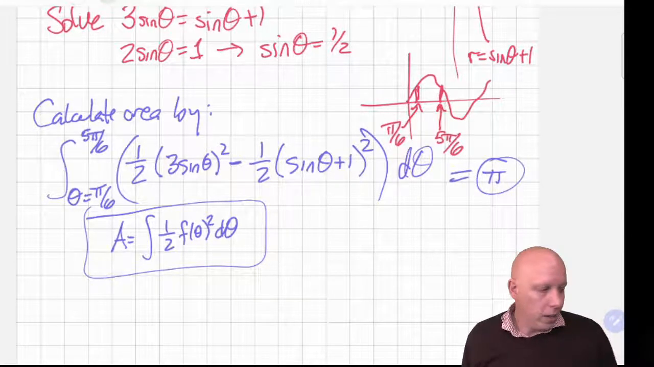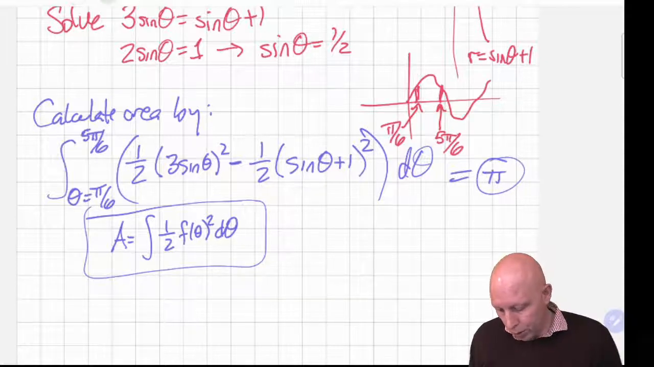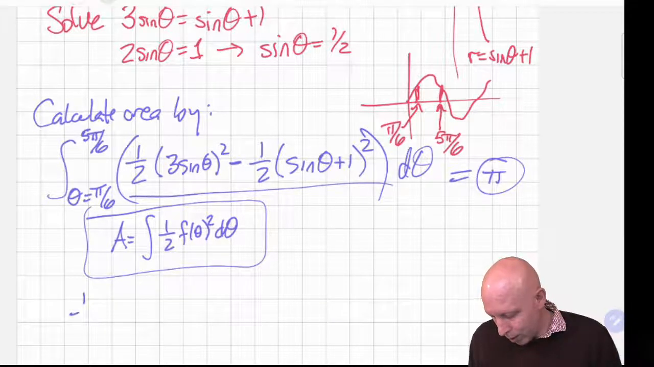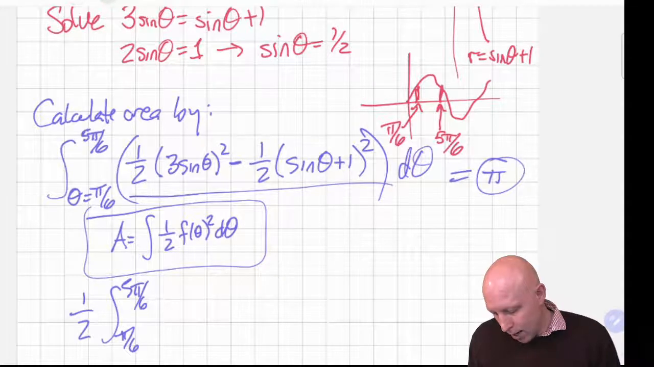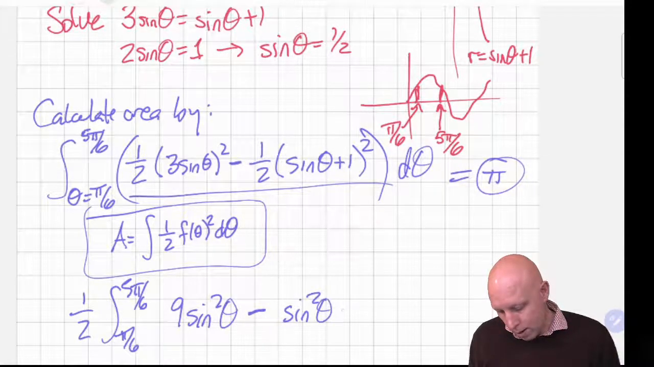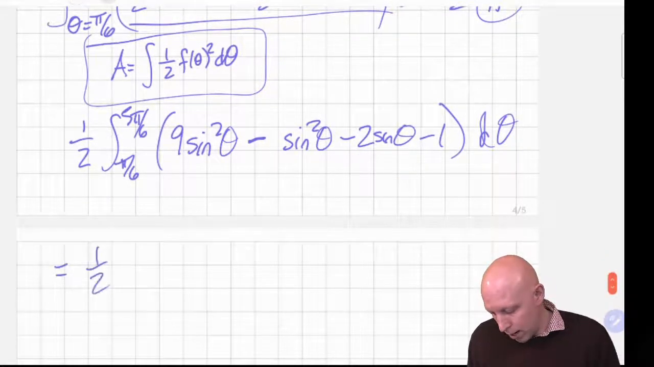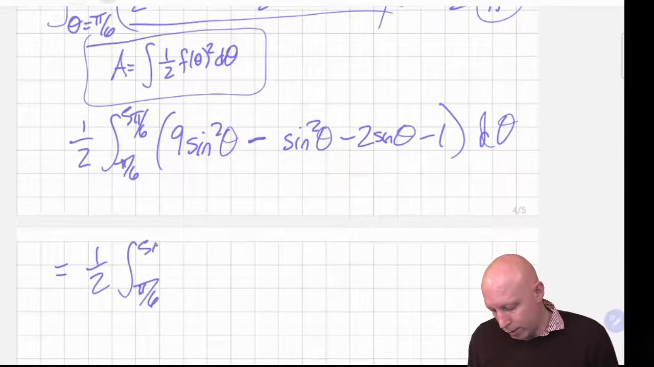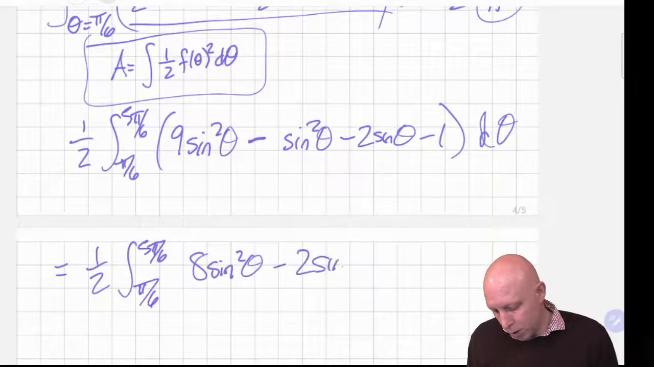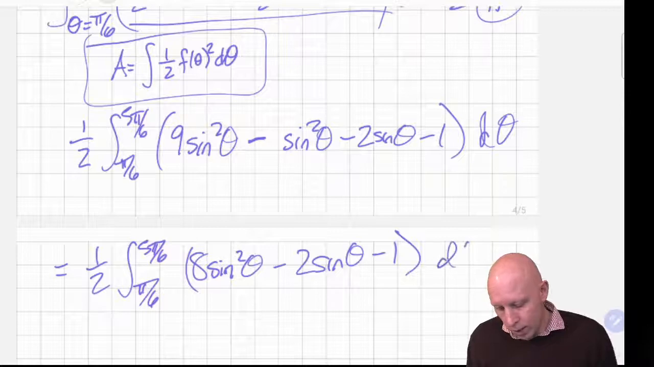If you're doing this integral by hand, it's really important to expand this. What would we get? We would get 1/2 integral from pi over 6 to 5 pi over 6 of 9 sine squared theta minus sine squared theta minus 2 sine theta minus 1 d theta. So this gives us 1/2 integral from pi over 6 to 5 pi over 6 of 8 sine squared theta minus 2 sine theta minus 1 d theta.